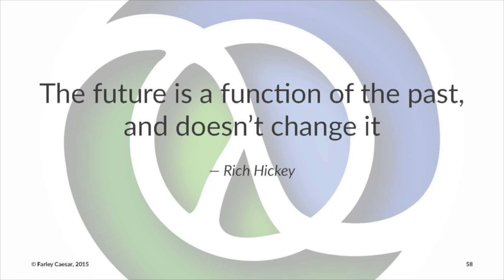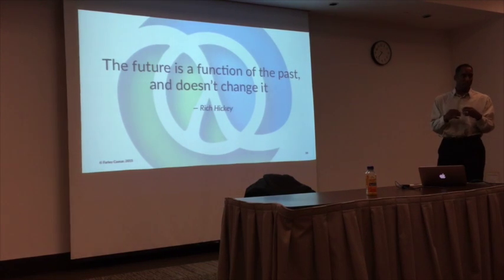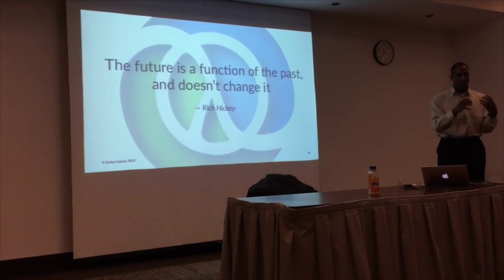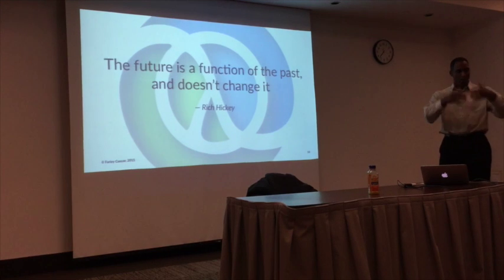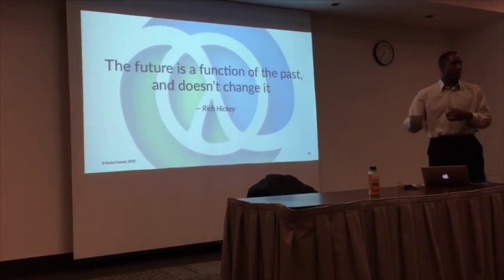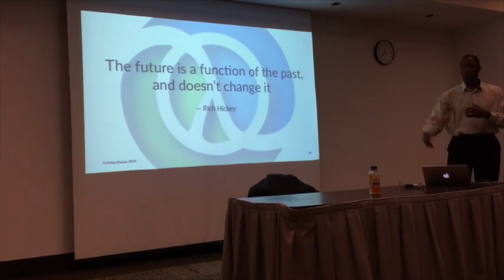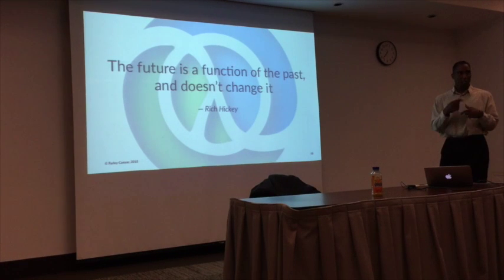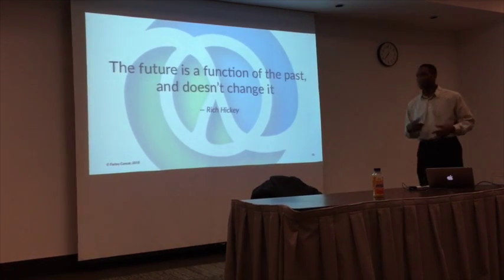Here's another nice quote to think about: the future is a function of the past and doesn't change it. Okay, what does that mean? Right? So that means that any future values of your program should be a function of past values. So you take the values that you have in the past, you pass them into a function, you get future values. And this is how you move forward in time. Right? But you don't want to just change things in place, because that's where errors come from.